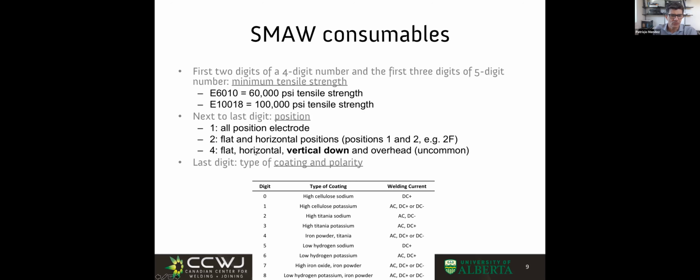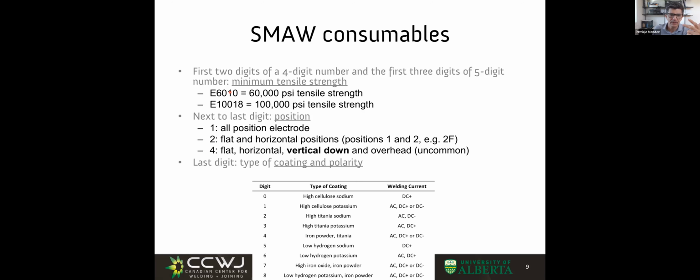So I mentioned to you that the third digit can be a 1, that means all position, can be a 2, that means flat and horizontal, and also a 4. That is quite an uncommon number, but I want you to know that it means it goes in the flat and horizontal, can do overhead and can do vertical down, but it cannot do vertical up, right?